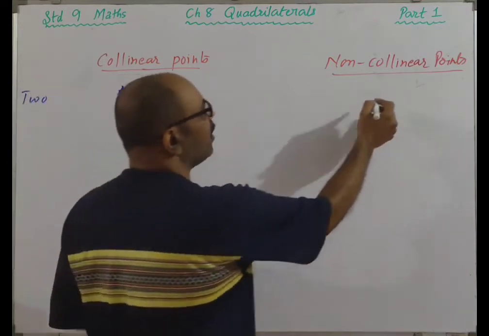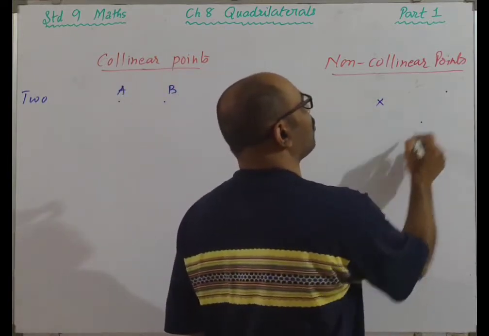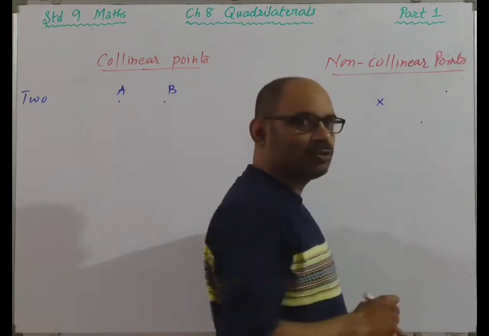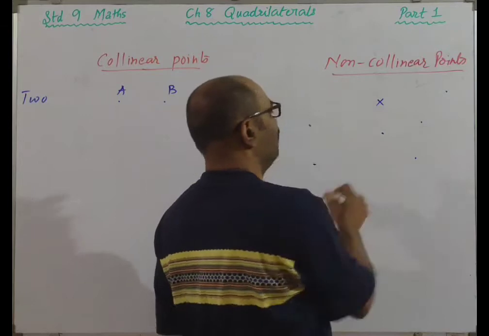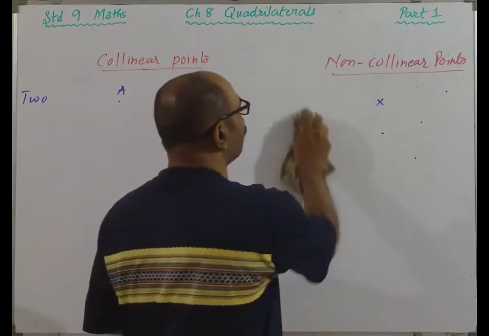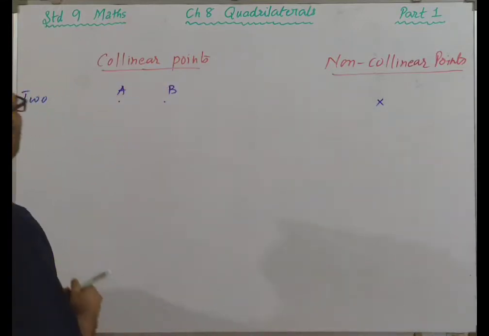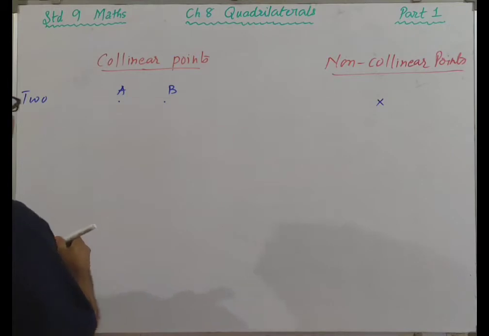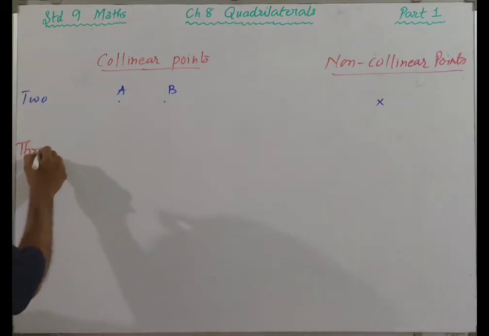Okay? And non-collinear points cannot be two, because even if you draw two such points, a line will pass through those 2 points. Take any 2 points. Yes, a line will always pass through them. So you cannot have 2 points which are non-collinear. Alright? Chaliye. Then I'll take 3 points.